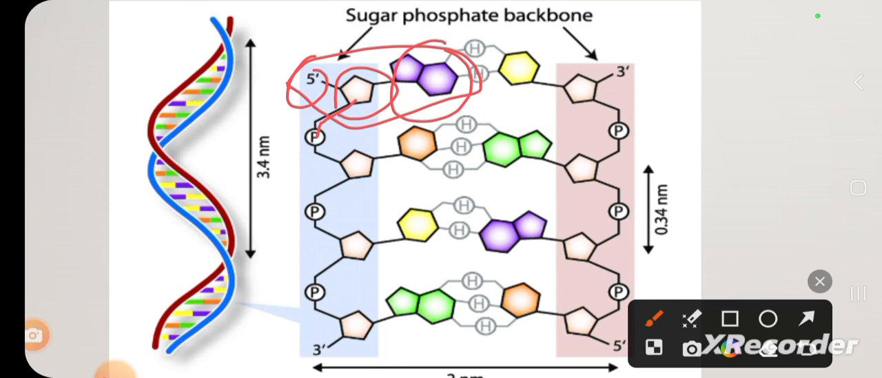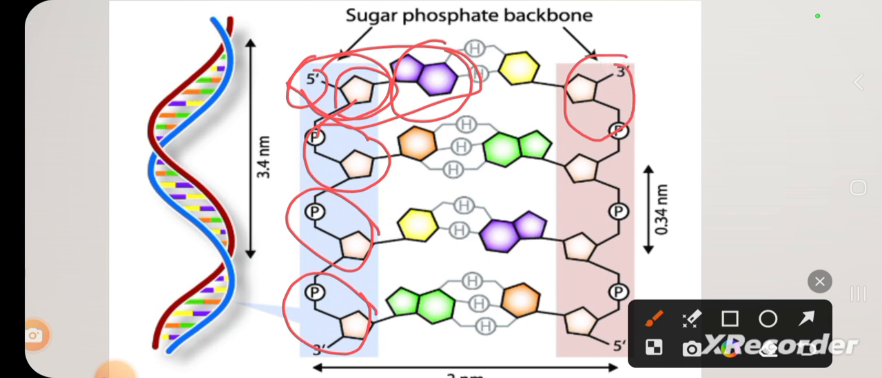This nucleotide is linked with the other nucleotide through this bond. This bond is a covalent bond between the pentose sugar and the phosphate group. Now you can see that the pentose sugar and phosphate group link with each other and form the backbone of each strand of the DNA. In this second strand also you can see that the phosphate group and the pentose sugar are joined with each other and form the backbone of the DNA.